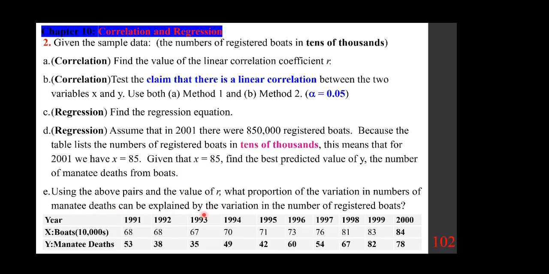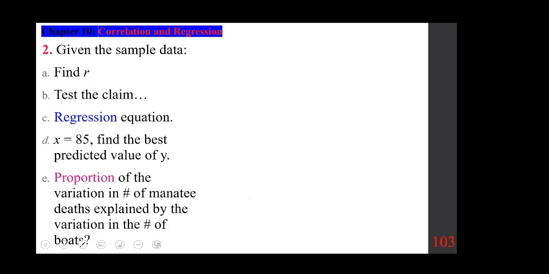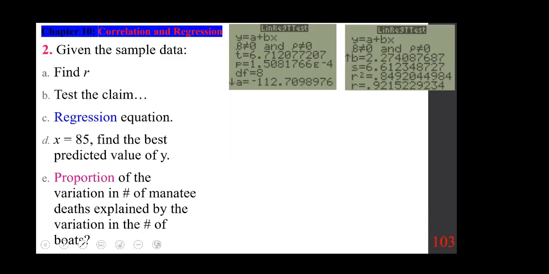Let's go through the process. As you can see, we have more data, and as we have more data, things get more complicated. We don't do it by hand, we do it by technology. Let's look at the result of technology and make some decision accordingly. The first question is find R. So we used linear regression t-test and we got this information, as you can see. So find R. Look at R. Then you test the claim.